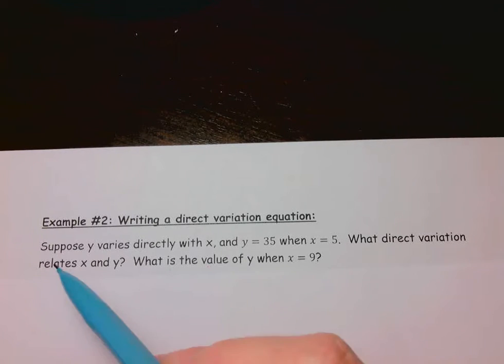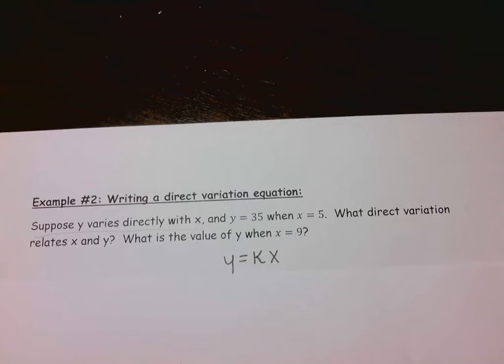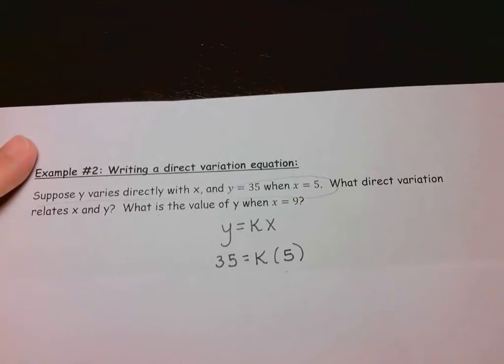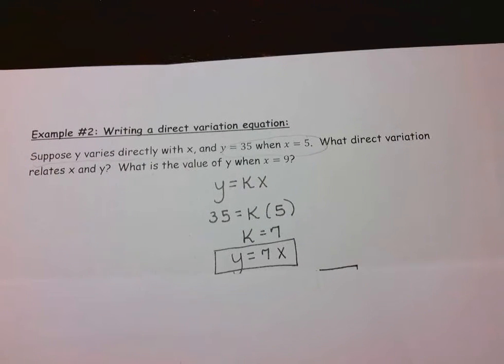What do we know? It says suppose y varies directly with x. So what does that mean? We know we have a direct variation equation. So what else do we know? We know that y equals 35 when x equals 5. So what's my constant of variation? My constant of variation is 7. So what's the equation that relates these two variables? y equals 7 times x. In other words, what this is saying is I multiply x by 7 in order to get to y.